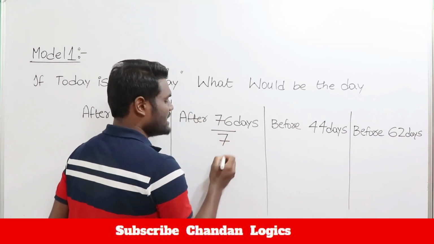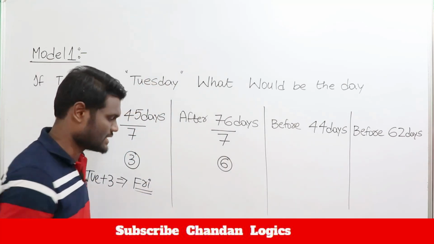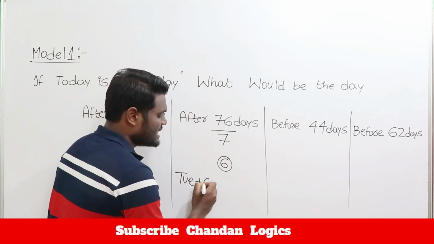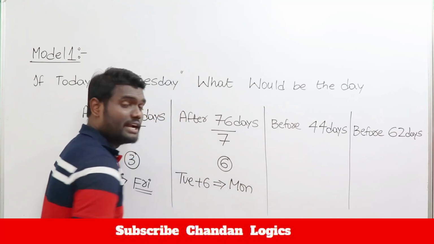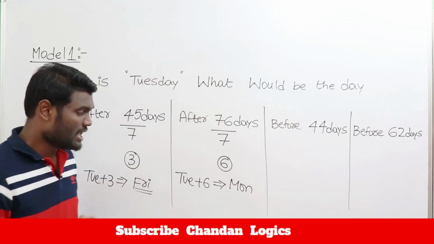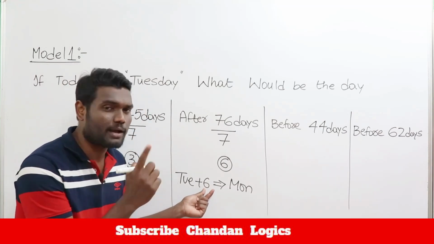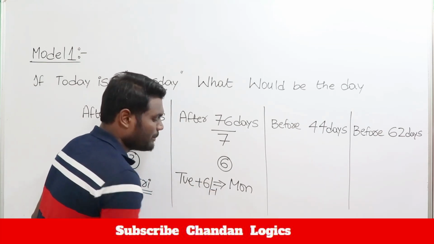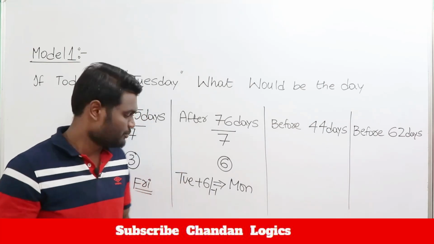In 76 days, number of odd days is 6, which means if today is Tuesday, after 6 days it is going to be Monday. After 6 days it is going to be Monday. Okay, now if necessary, after 6 days or 1 day back, both will be the same. Why? Because I already told you, if you are going to look backward or forward based upon your comfort, you can go in any manner.